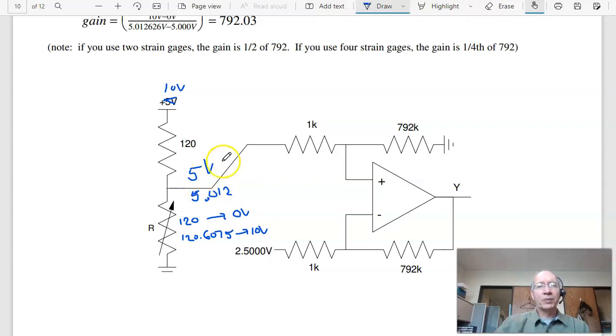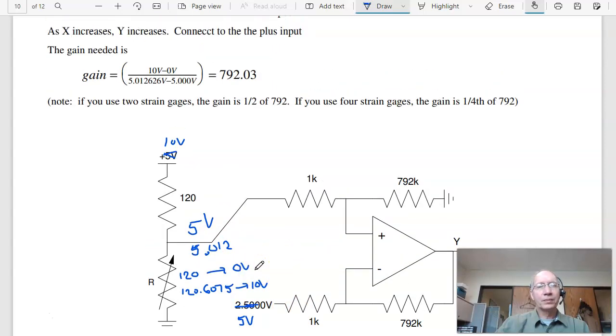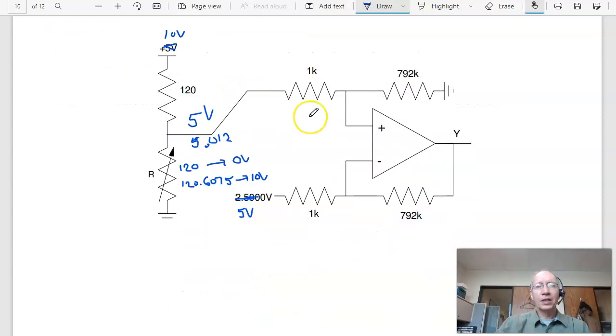When the input is 5 volts, I want the output to be 0.5 volts. So there's my offset. The gain I want is the output changes by 10 volts as the input changes by 0.012 volts. I need a gain of 792. So pick that to be 792 to 1 ratio. And I now have an amplifier that'll convert output 0 volts at 0 pounds and 10 volts at 200 pounds force. That's how a bathroom scale works.